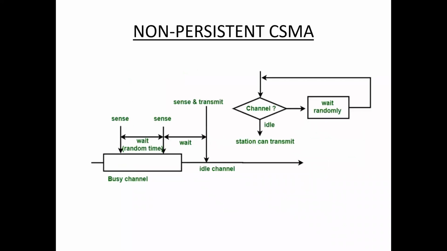But in non-persistent CSMA, the station waits some random amount of time, then senses the channel. If the channel is busy, the station waits for some random amount of time, then senses the channel once again. If the channel is idle, then the station transfers the frame.